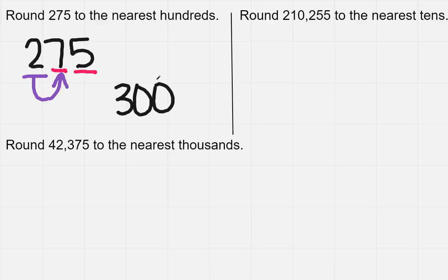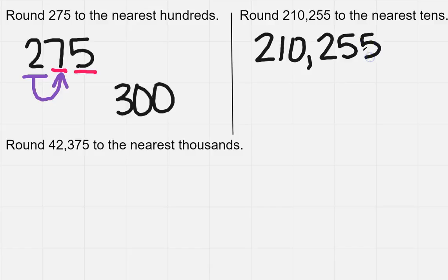Now let's look at the one over here on the right. I want to round this number to the nearest tens. So again, I'm going to write out the number first. So I've got 210,255. And just like before, the first thing I want to do is identify the tens place. So I put a line under it and I draw an arrow to the right.